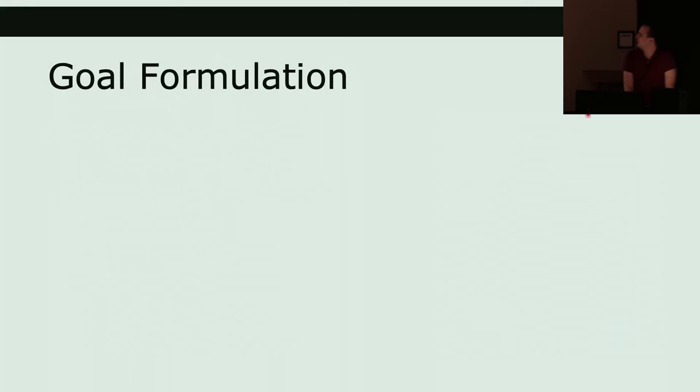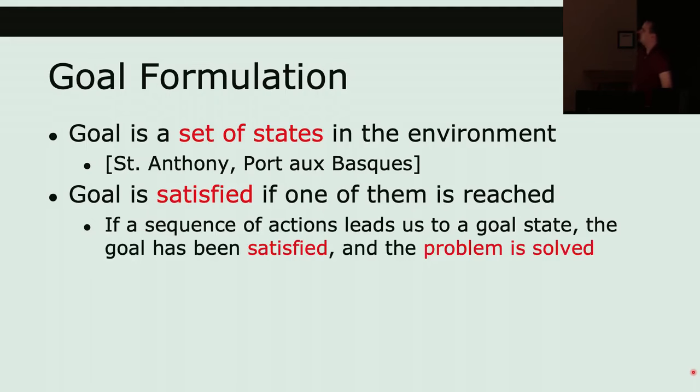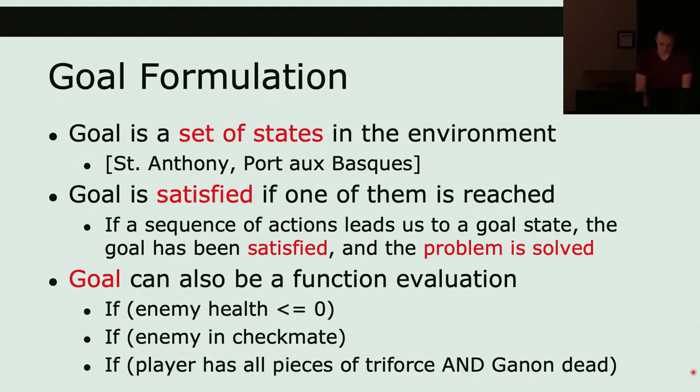So now we have the goal formulation. So in this case, the goal is a set of states in the environment. So we have a state representing St. Anthony, we have a state representing Port aux Basques, and the goal is going to be satisfied if one of them is reached. And what that means is, if a sequence of actions leads us from the starting state of St. John's to the goal state of either St. Anthony or Port aux Basques, then the goal has been satisfied and we say that the problem is solved. Because in this case, the problem being solved means just, okay, give me a path to either one of them.